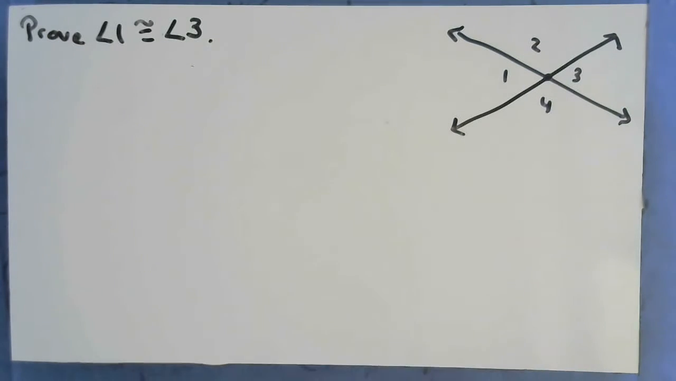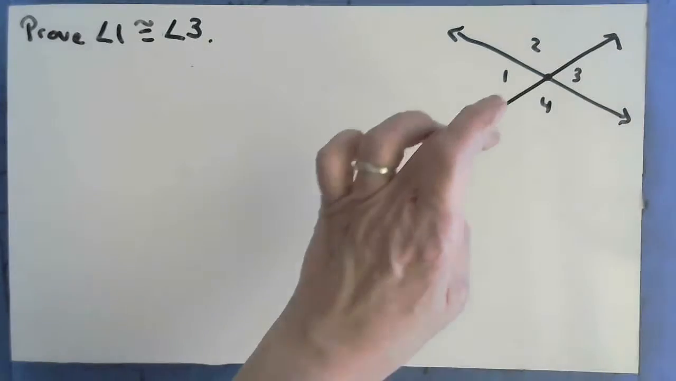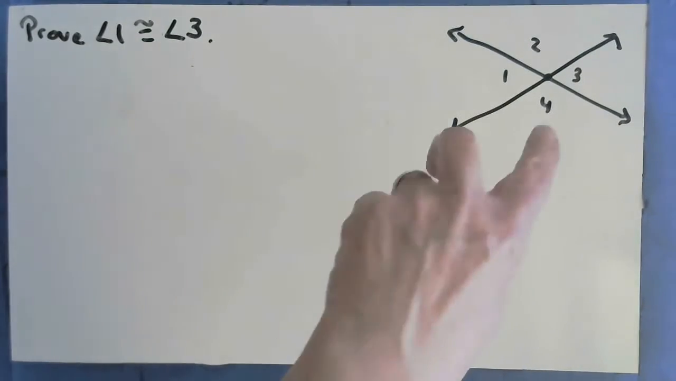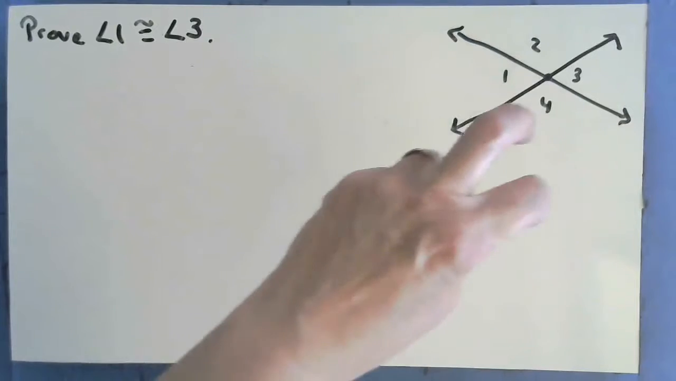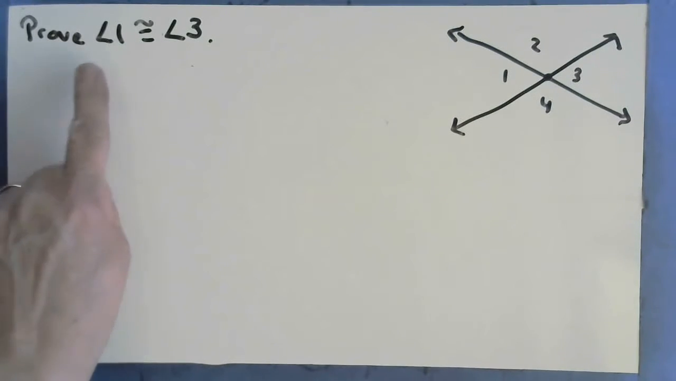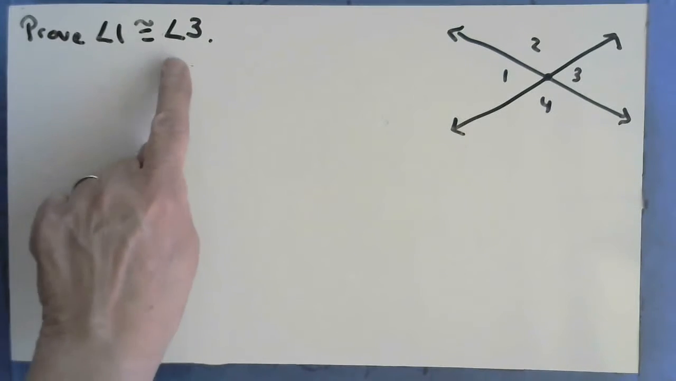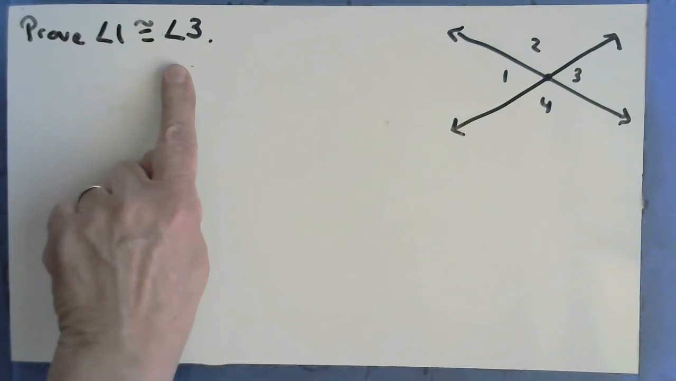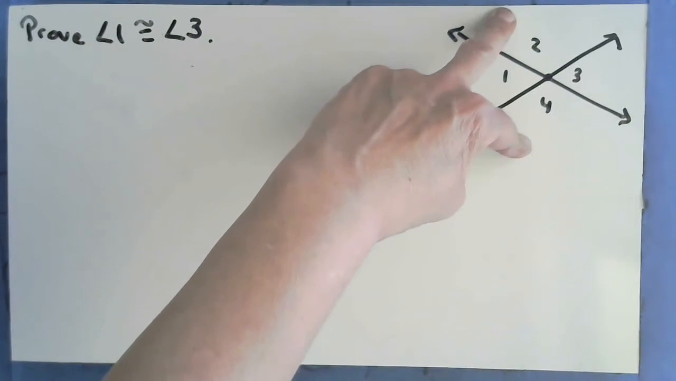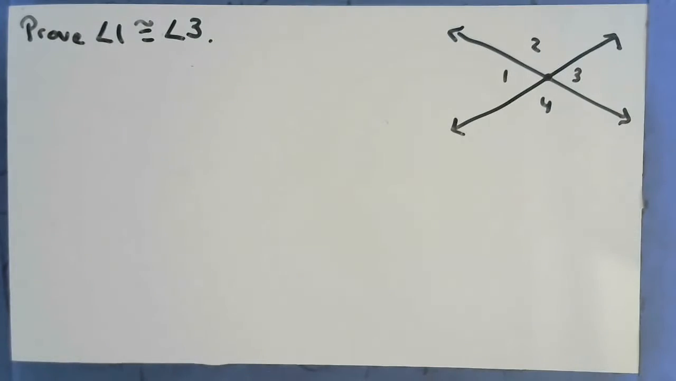We have two intersecting lines. They form four angles. By the definition, 1 and 3 are vertical angles, 2 and 4 are vertical angles. We want to prove that angle 1 is congruent to angle 3. If we can prove that, then we use the exact same argument to prove that angles 2 and 4 are congruent. So we only have to do it once.